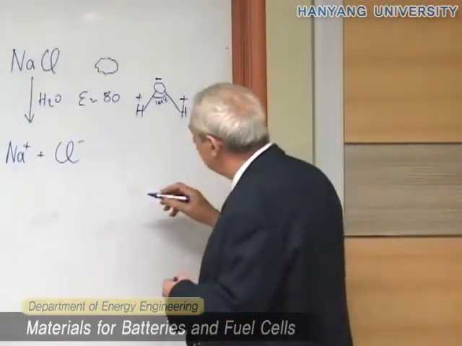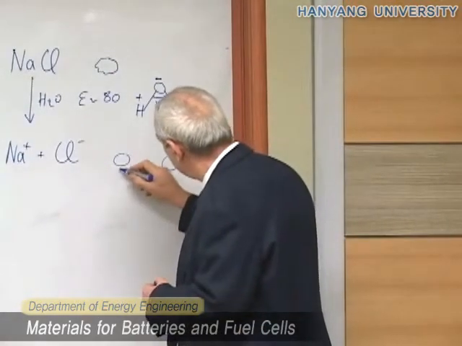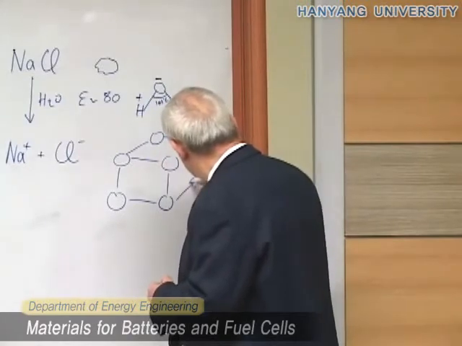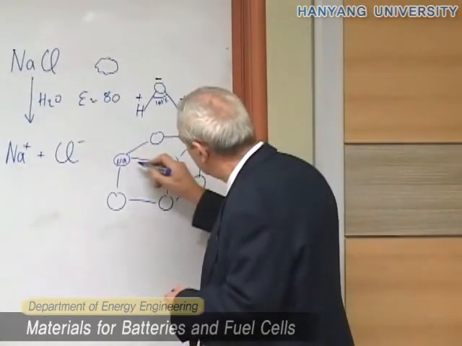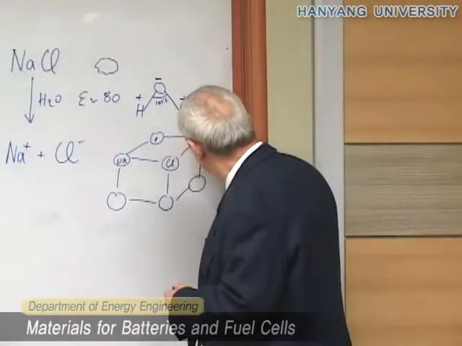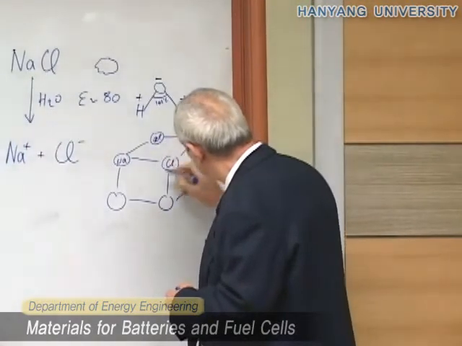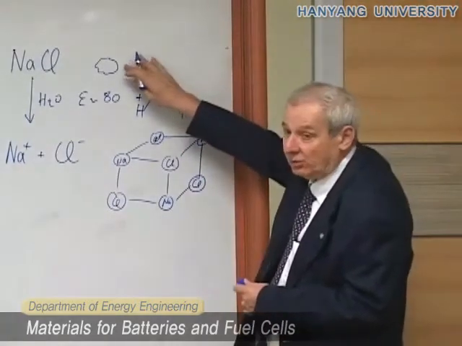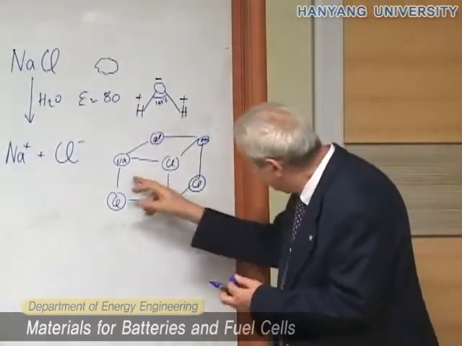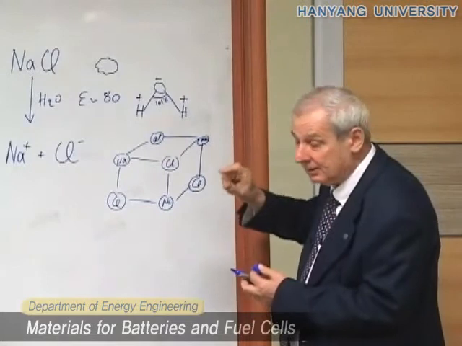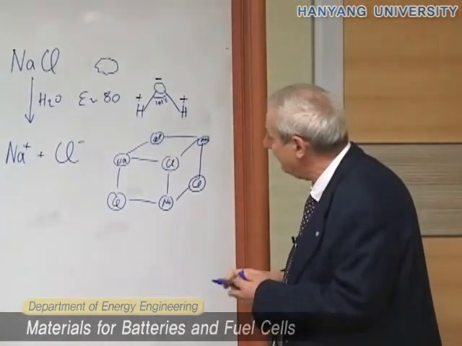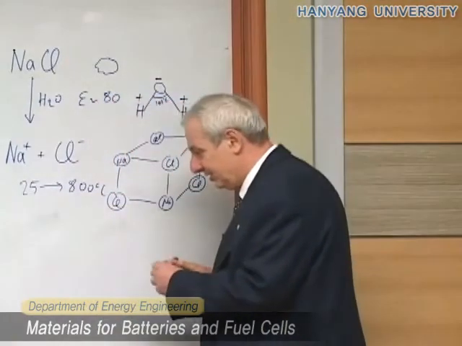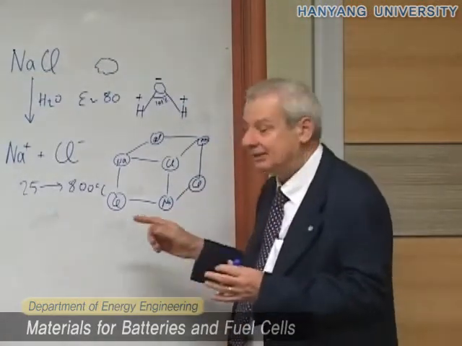And you know that sodium chloride is maybe something like that. Very simply, maybe this is sodium. Okay? And even if this is solid, these ions are not fixed in their crystal site, but they oscillate, right? And if we raise the temperature from 25 to about 800, something like that, what will happen? That this oscillation will increase, increase, increase, and finally the bonding will break.